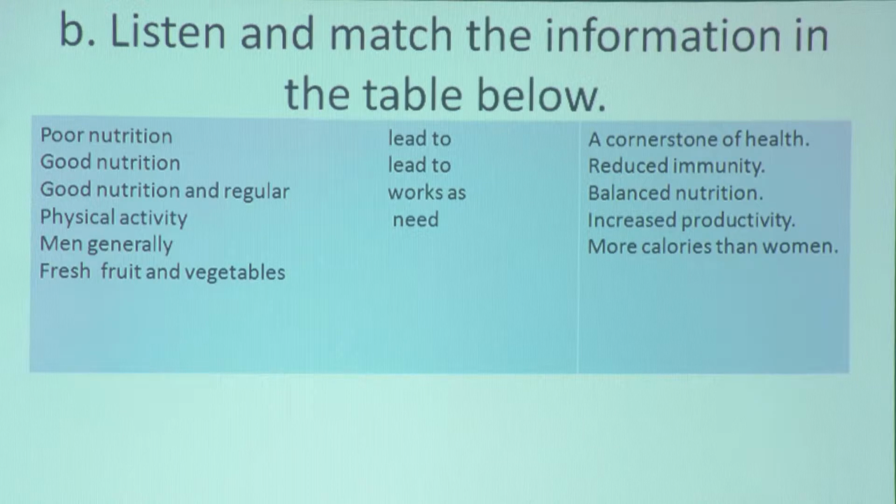All right, good. Now you can see again, good nutrition and regular physical activity should be matched with which one? Please find it out. Good. And again, we have men generally, then which can be the correct one? You have to match it again. At last, we have fresh fruit and vegetables. Which one is the correct one? Please match it. Have you finished?